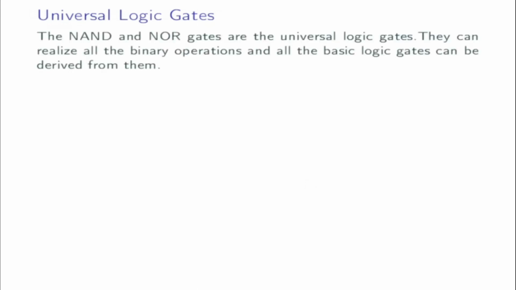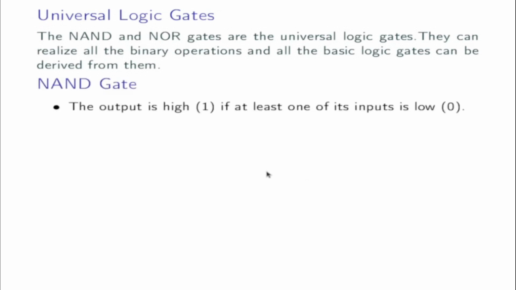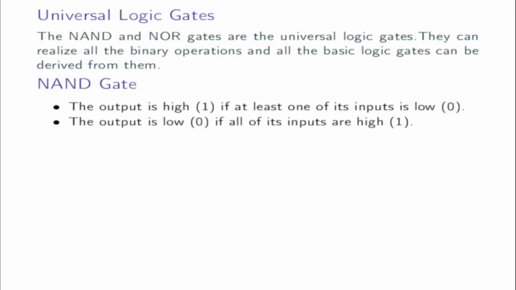Universal logic gates. The NAND and NOR gates are the universal logic gates. NAND gate: the output is high if at least one of its inputs is low. The output is low if all of its inputs are high. So this is the symbolic representation of the NAND gate.